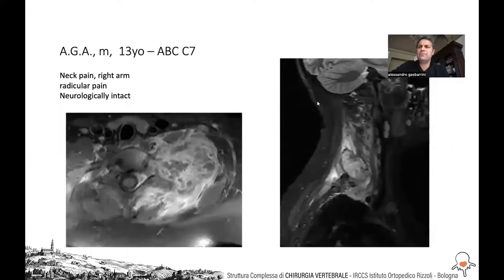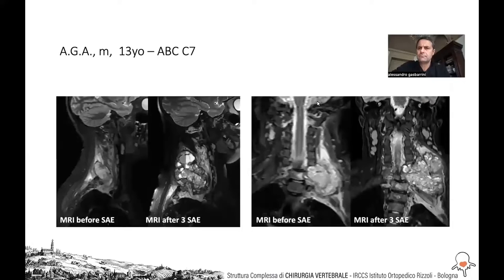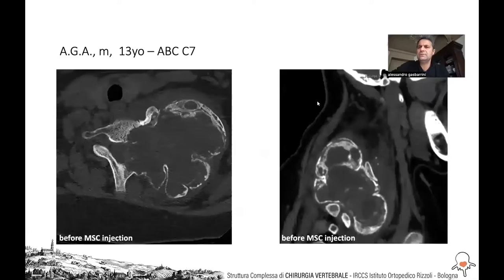Another case of a 13-year-old boy came to our clinic with a huge cervical mass, with neck and right arm pain, but no neurological problems. Biopsy confirmed the imaging-related suspect of ABC. After 3 embolizations, the lesion appeared to be worse than before. The second-line treatment was therefore the autologous mesenchymal stem cells injection.